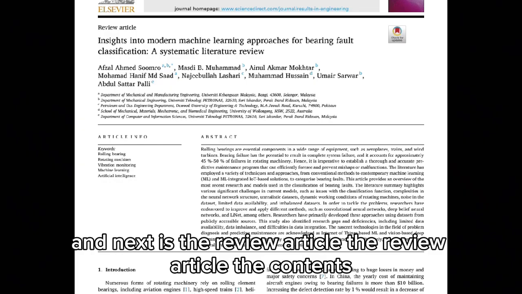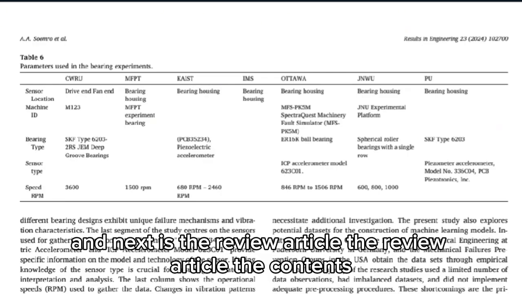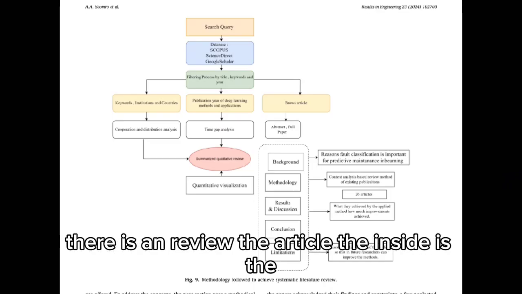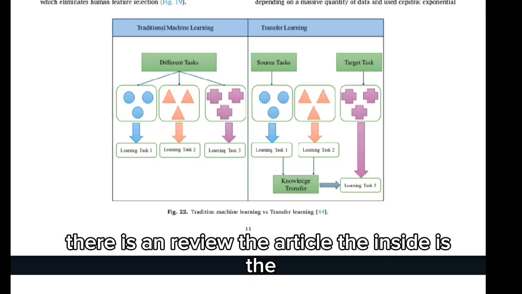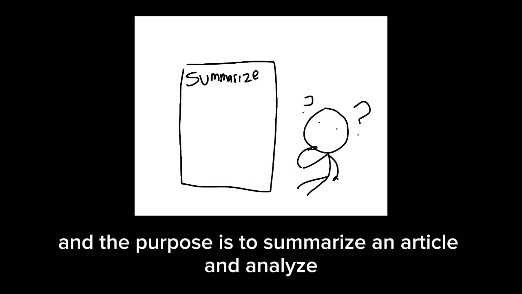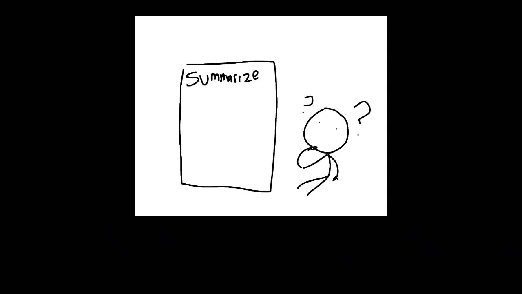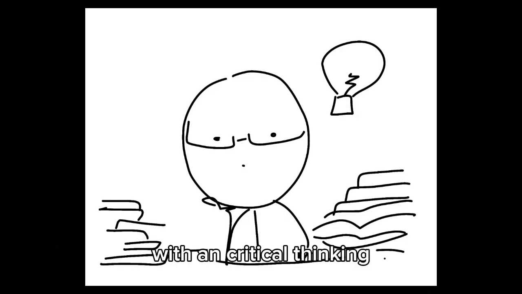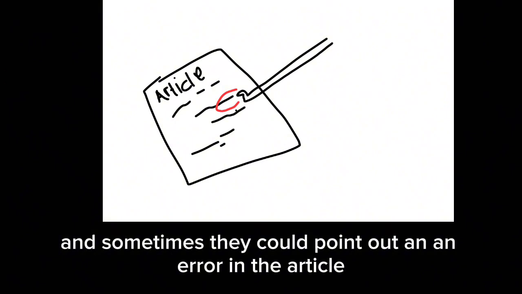And next is the review article. The content of a review article is a review of the article that someone picks. And the purpose is to summarize an article and analyze it with critical thinking. And sometimes they could point out an error in the article if there are any.